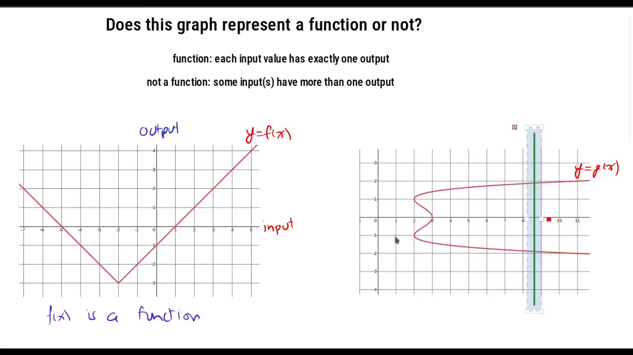So it's really not the graph of a function. Each input has at least 2 different outputs. So this is not a function. g of x is not a function. This vertical line crosses here and there. There are 2 outputs for this one input here.